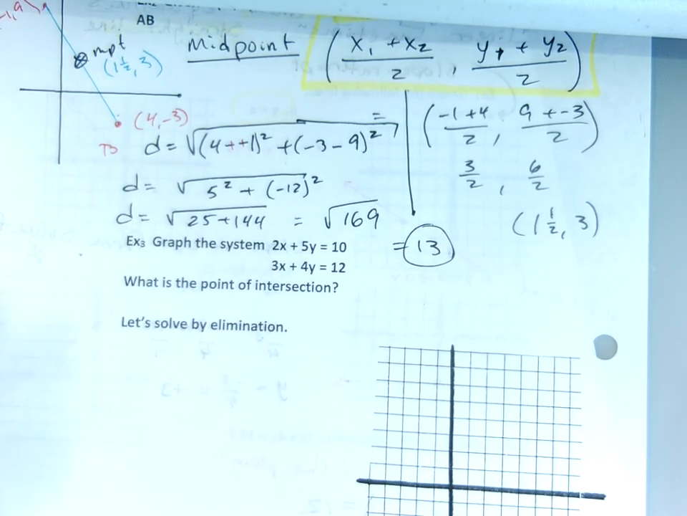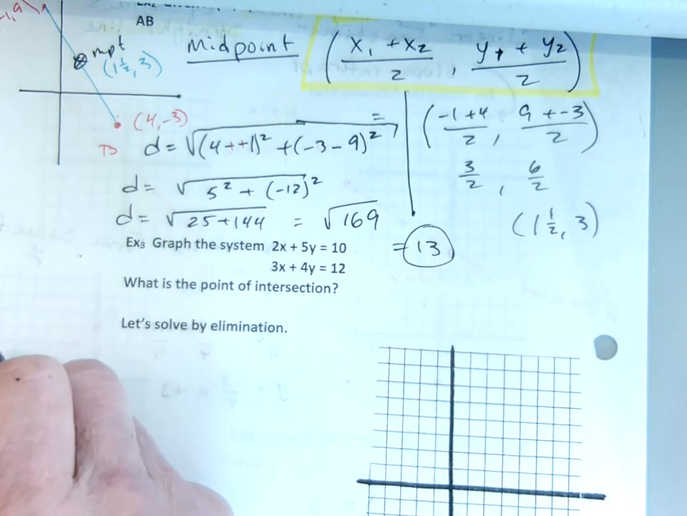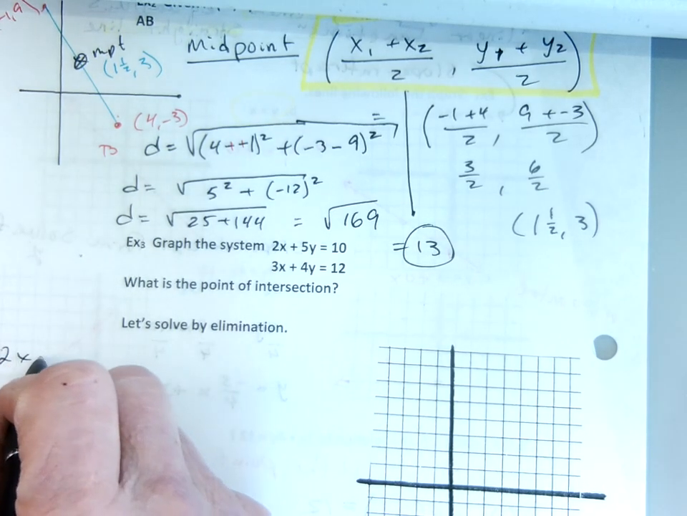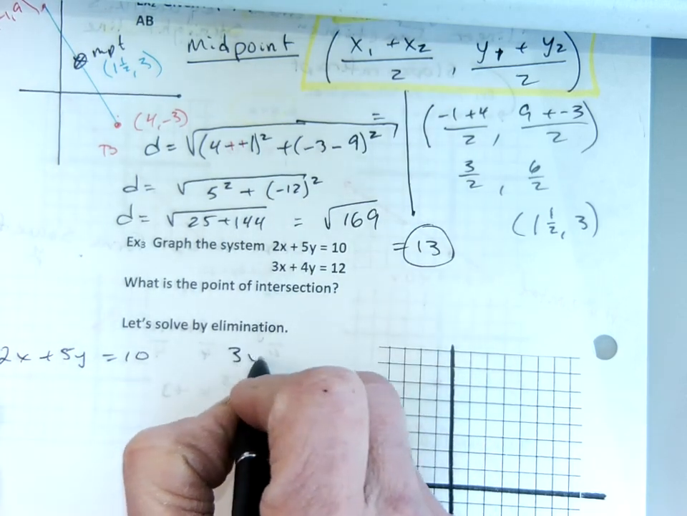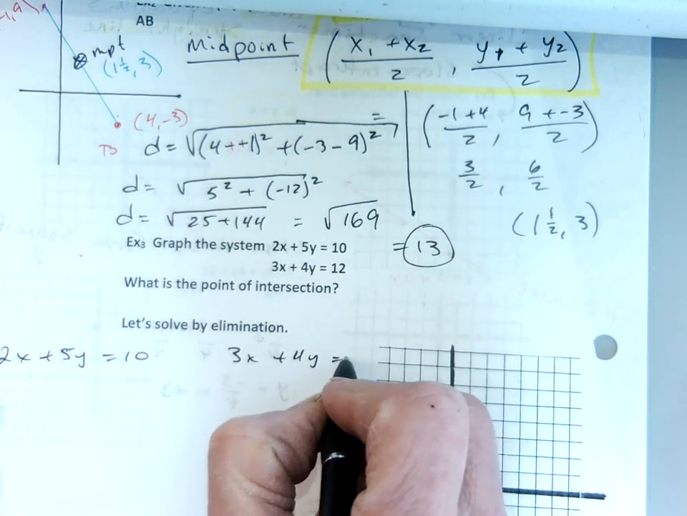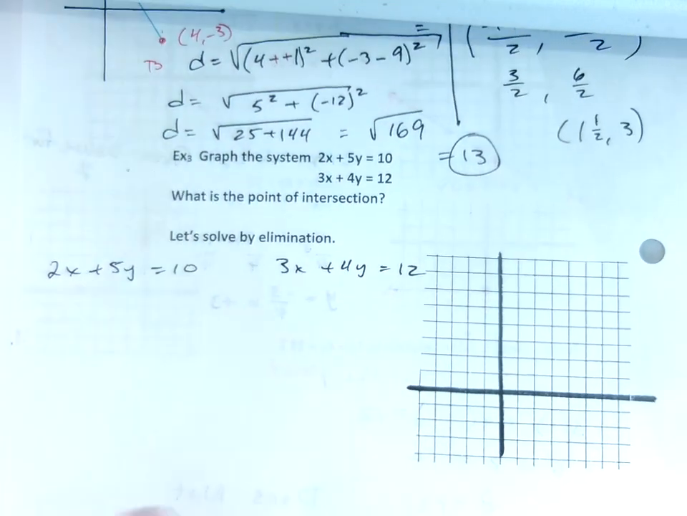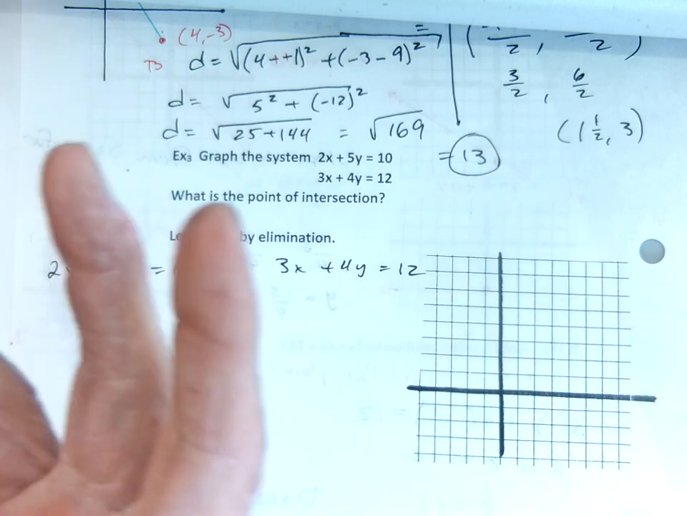Last example, example 3. I've got two lines. I have 2x plus 5y equals 10, and I have 3x plus 4y equals 12. I'm just going to write them down so I can work with them. Probably the easiest way to graph these is with that cover-up method, right? Let's just do the cover-up.